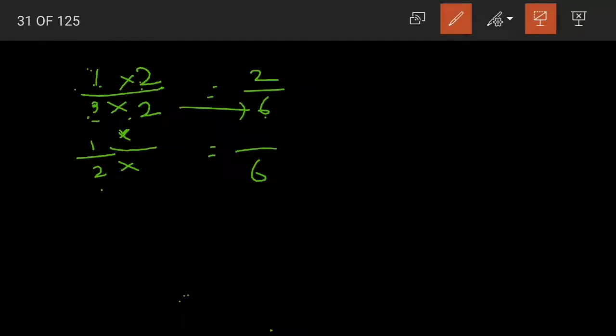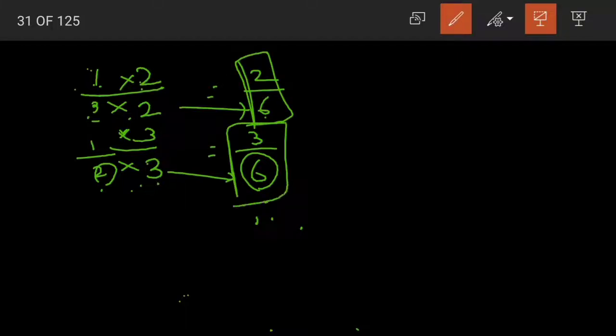Now coming to 1 by 2, we are having 2 here and we want 6. How will we get it, children? 2 into 3. As we are multiplying in the denominator, multiply the numerator as well. 1 into 3 is equal to 3. 2 into 3 is equal to 6. Understood? Now we have two like fractions, that are 2 by 6 and 3 by 6.